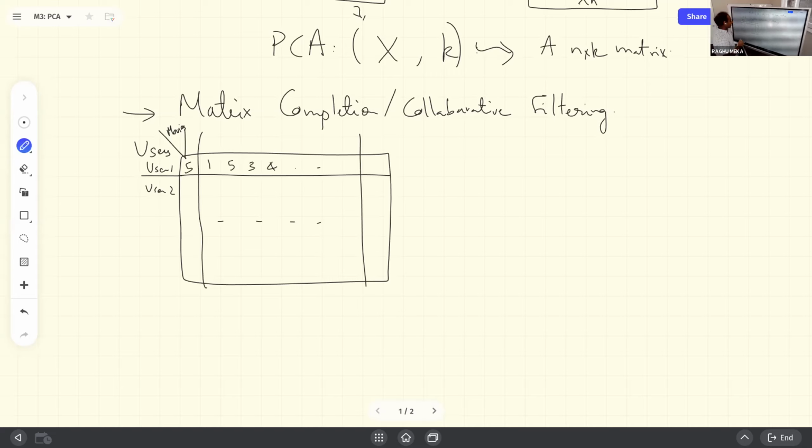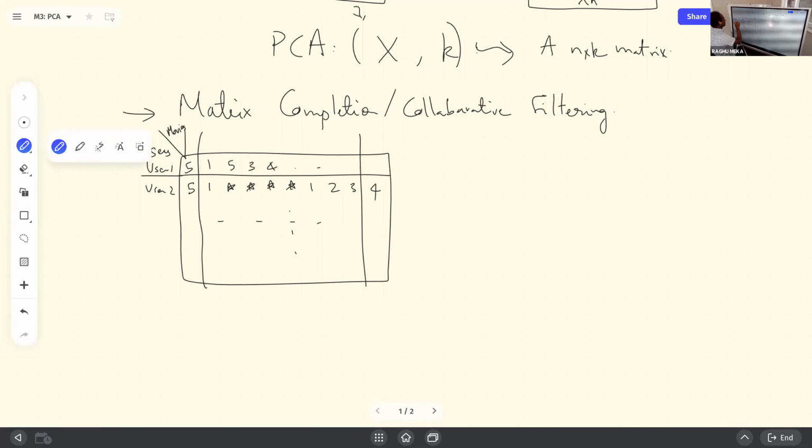Okay. User 2 has some similar ratings, but there will be a lot of missing entries in that. I'm not going to rate every possible movie, right? I just rate a few movies. And the goal of matrix completion or recommendation systems is to recommend movies or somehow figure out what those missing entries values should be.